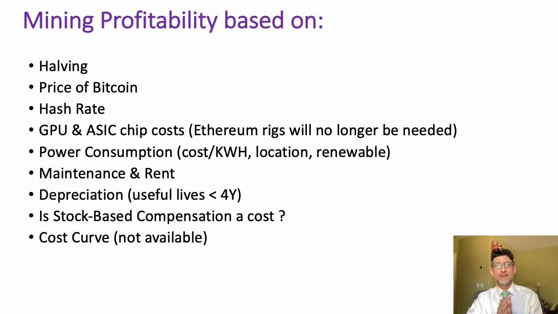And then there's the issue of stock-based compensation. That's a very high cost. But do we consider it a cost? It's a non-cash cost. So Graham and Dodd aficionados, they consider stock-based compensation a direct cost, even though it doesn't affect cash flow. And then there's the cost curves. Do we have a cost curve like we have in energy? But that's not even available in this industry.